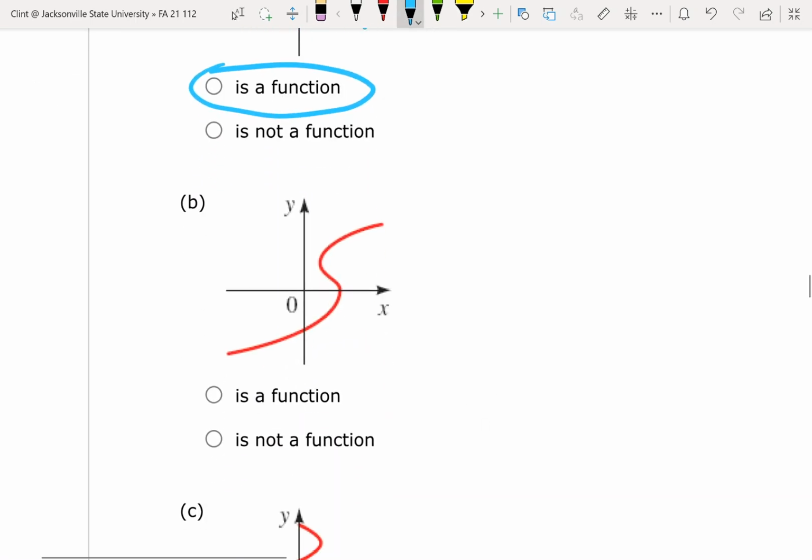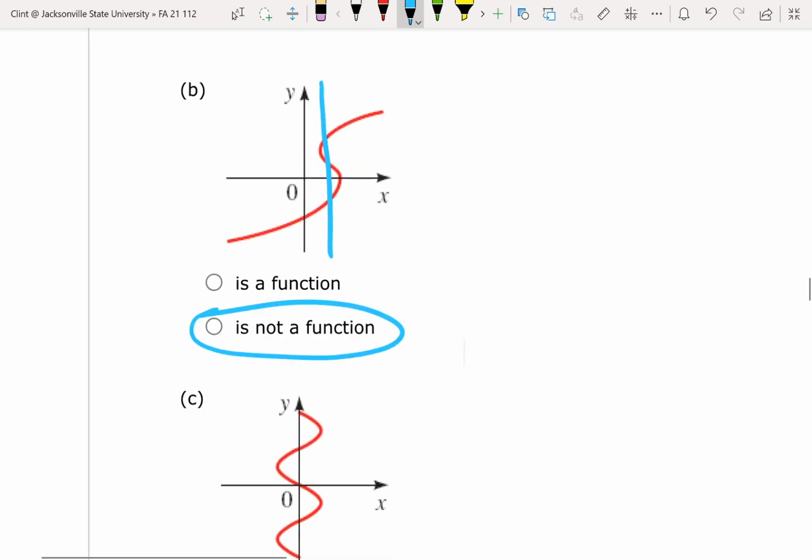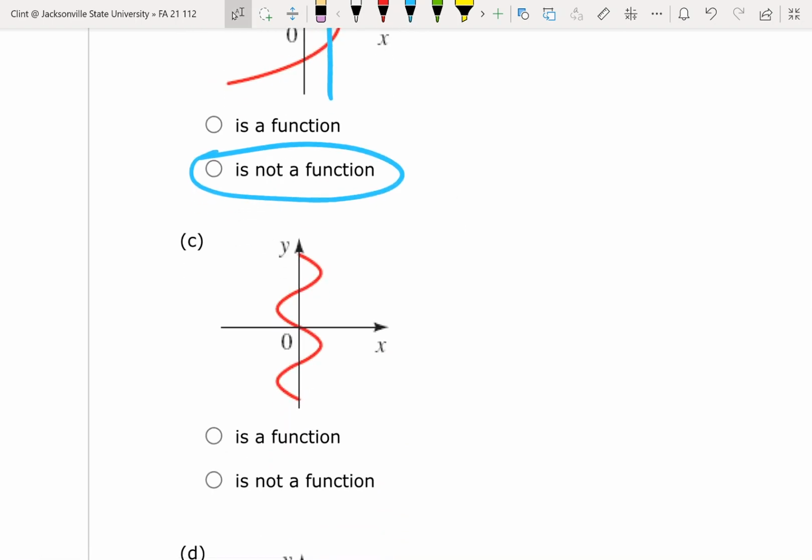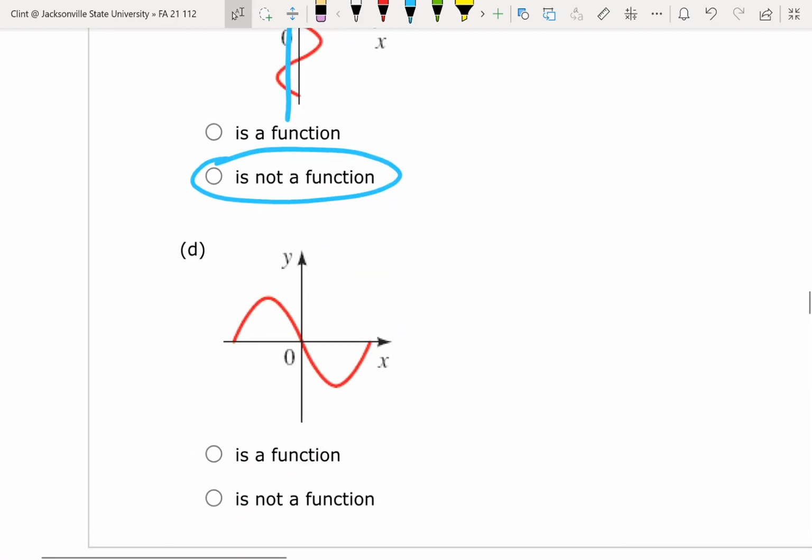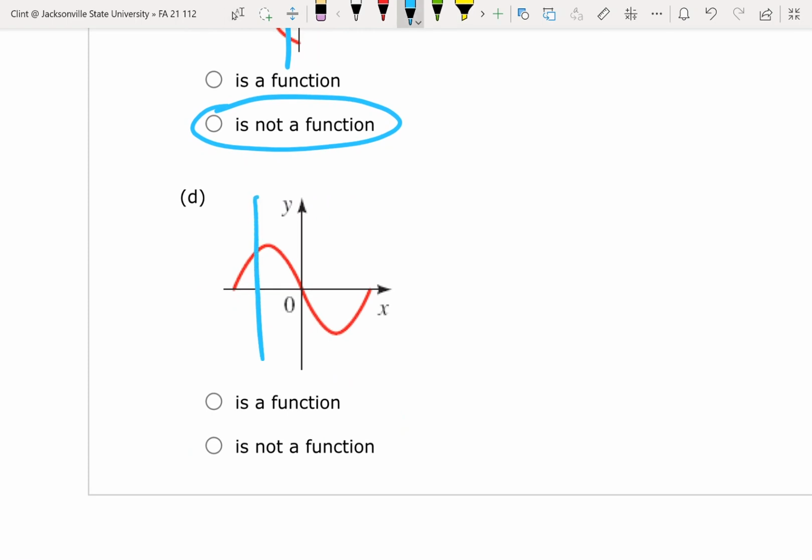B is not a function because if we draw a vertical line through there, it touches more than once. C is a function. D again is not a function. If we draw a vertical line somewhere through there, it touches more than once, so not a function. For the last one, no matter where we draw a vertical line, it's only going to touch it at most once.